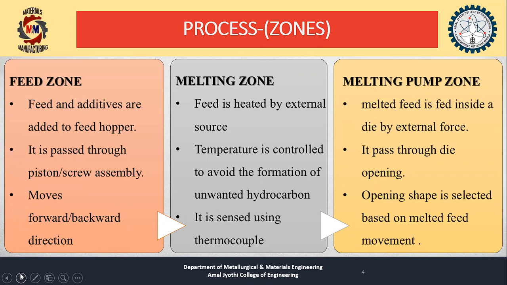The second zone is the melting zone, where the feed will be passed and heated by an external source, and the temperature should be controlled so as to avoid unwanted hydrocarbon, and it is also sensed by the thermocouple. The third zone is the melting pump zone, where the feed is fed inside a die by an external force, and it is passed through the die opening, and the opening will be selected in such a way that the metal will be melted quickly with high accuracy, and a cutter is also provided so as to cut off the material when it gets filled.